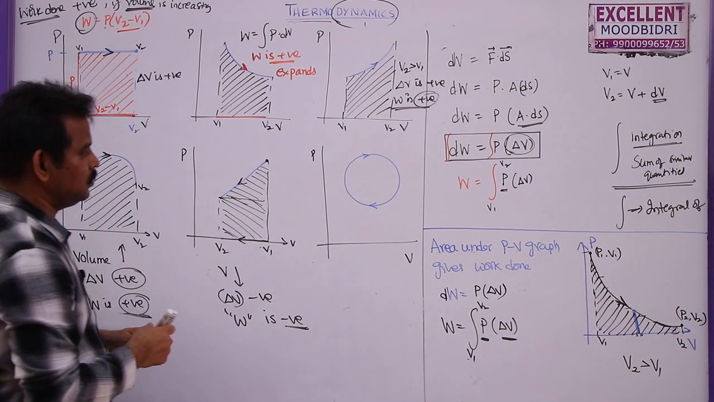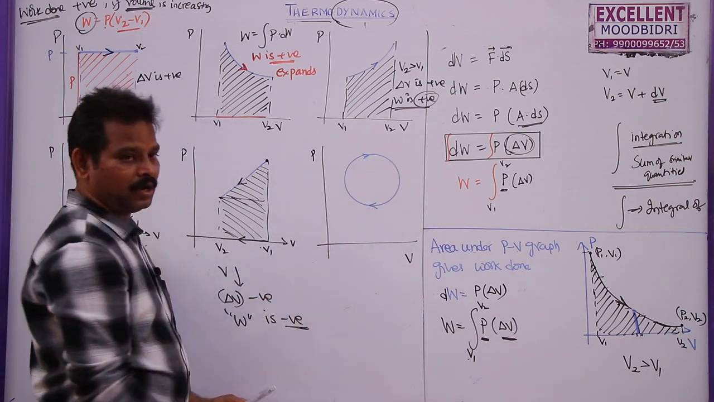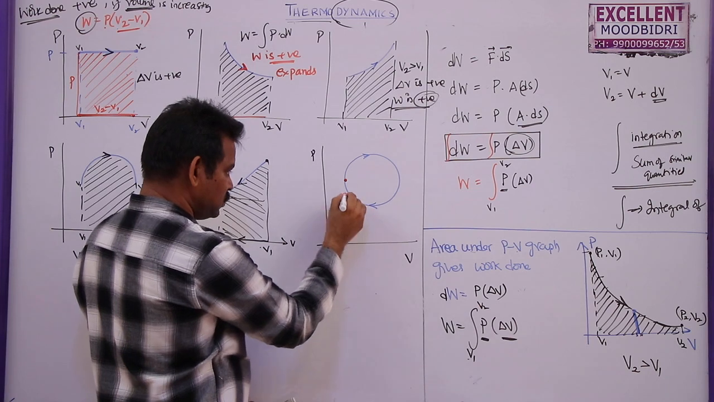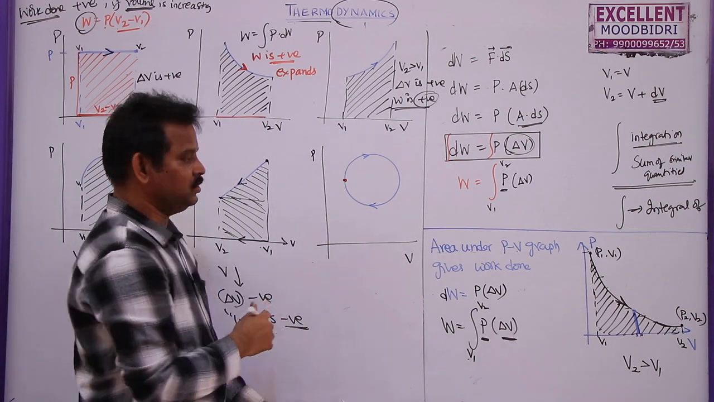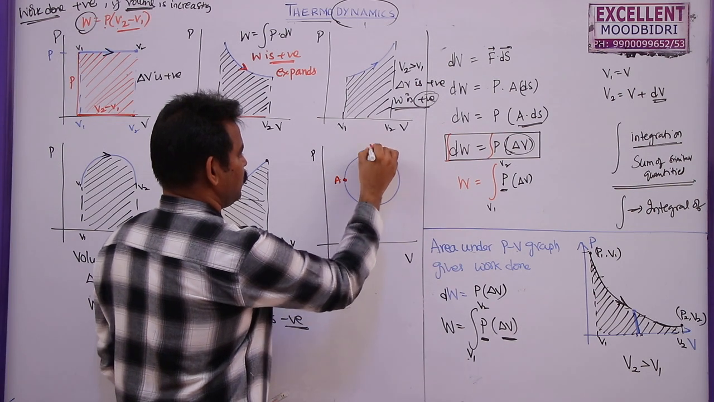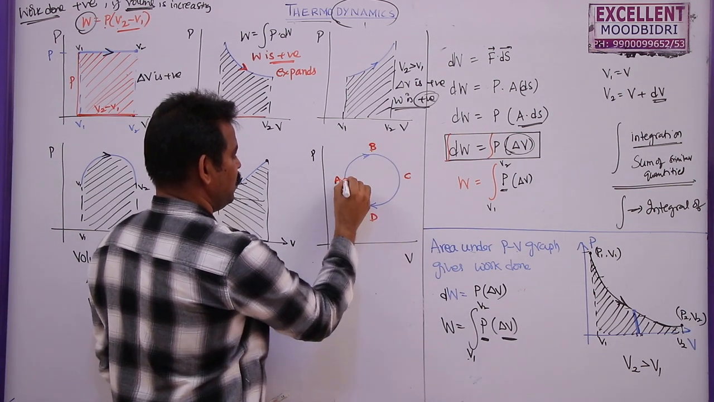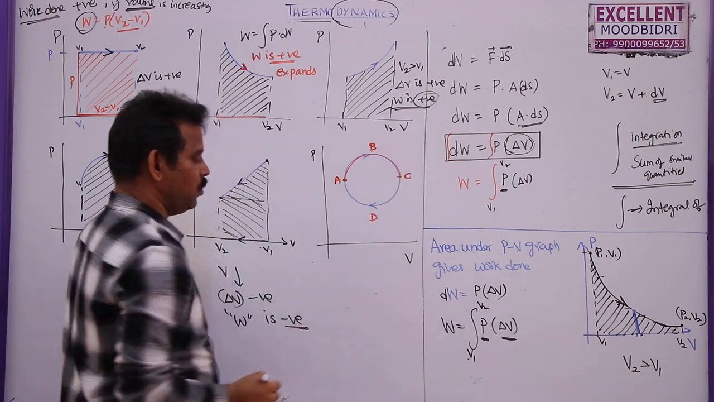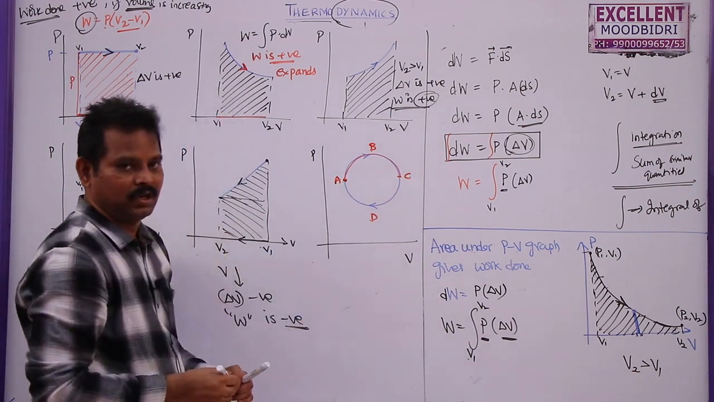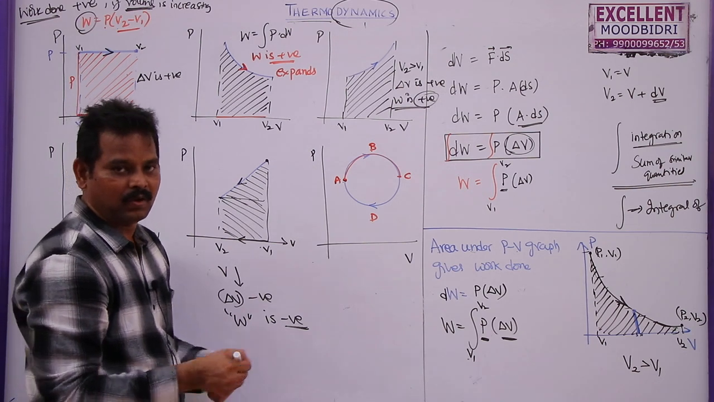Next case, here you can see this is called a cyclic process. Whenever a process starts from somewhere, if it returns to the same point after some changes, then it is called a cyclic process. So here from A, B, C, D. From A to C, the volume is increasing. From C to D, the volume is decreasing. But the total work done is not equal to 0.